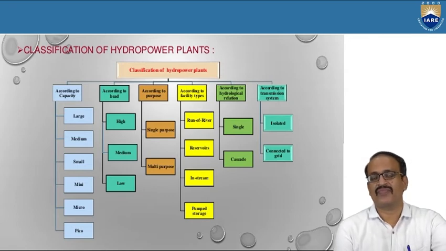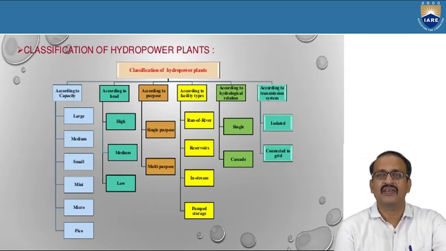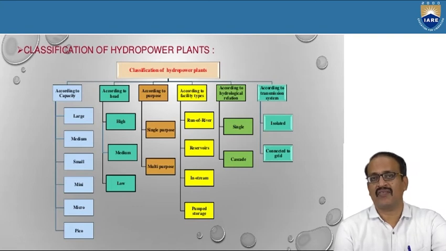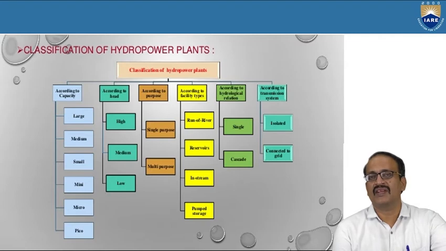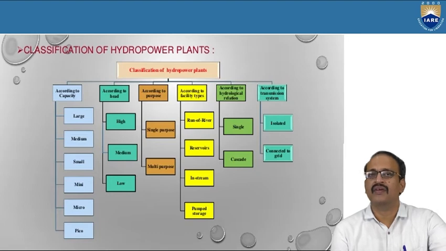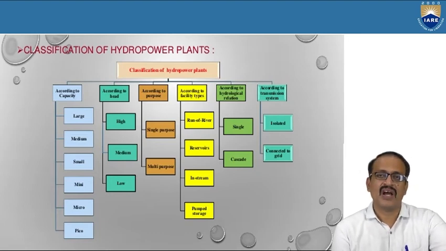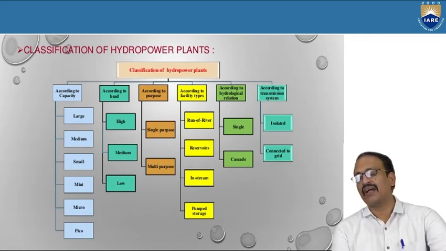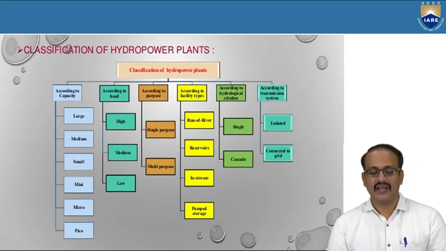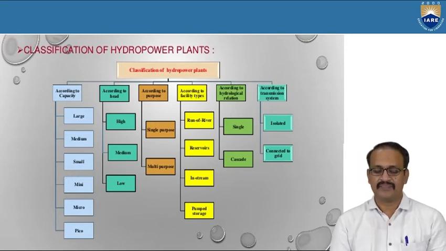So the runoff type means they are not storing the water. They are just running with the river's runoff. And reservoirs, so reservoirs we can go. And in-stream, so in the river they are just placing some turbines. And pumped storage, this is a rare case. Very, very rare case we can find. So these are based on the facility.